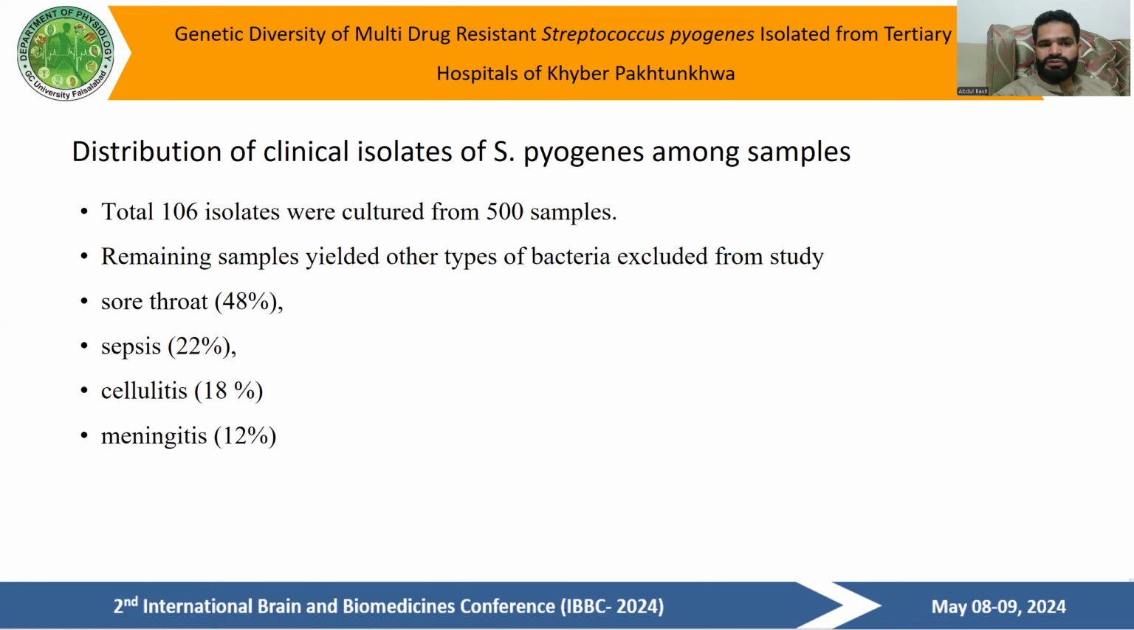A total of 106 positive isolates were obtained. Resistant isolates, or the targeted isolates, were collected from the 500 samples. The remaining samples, which gave growth of other bacteria or no growth, were excluded from the study. Of the 106 positive samples, 48% were from sore throat, 22% from sepsis, 18% from cellulitis, and meningitis was 12% of samples.